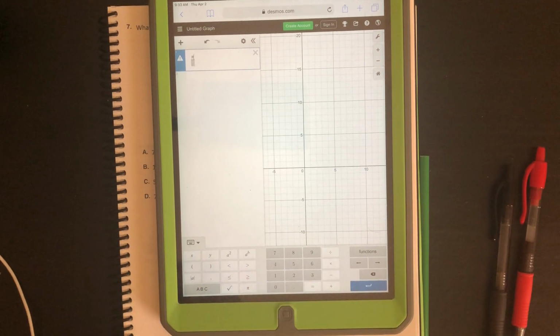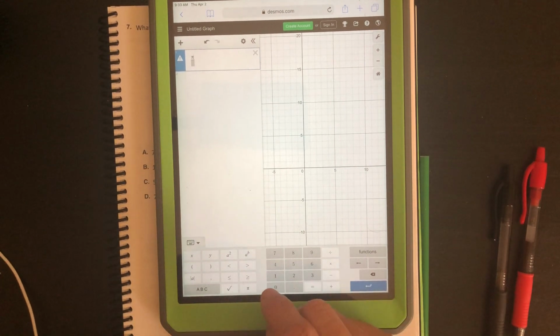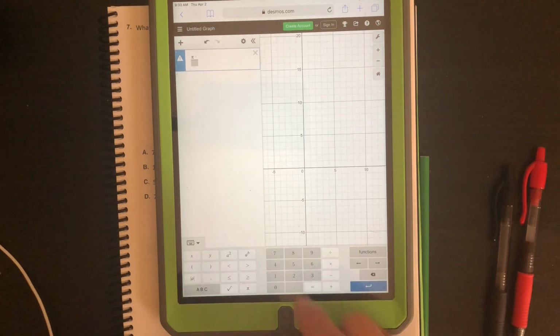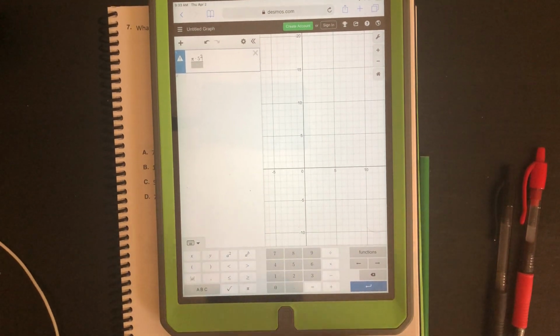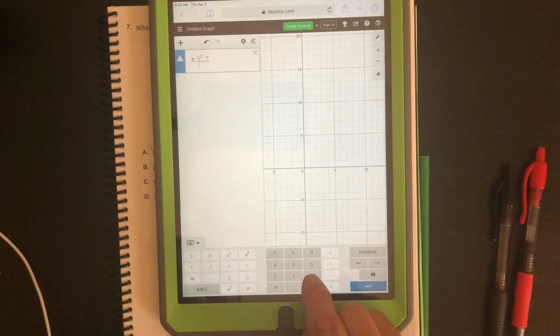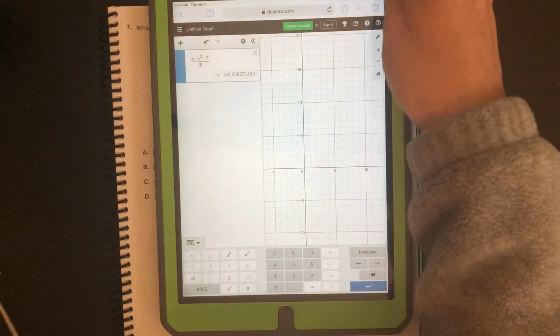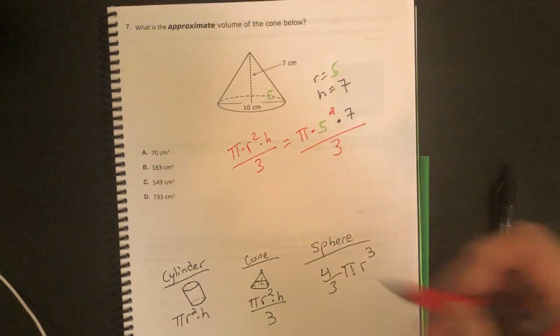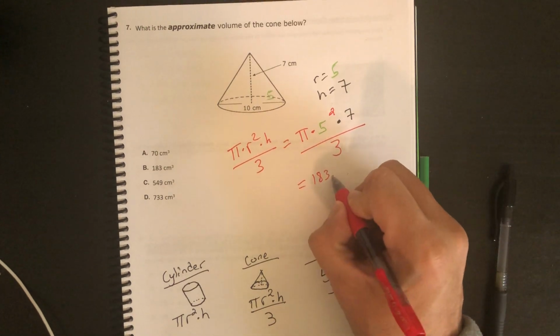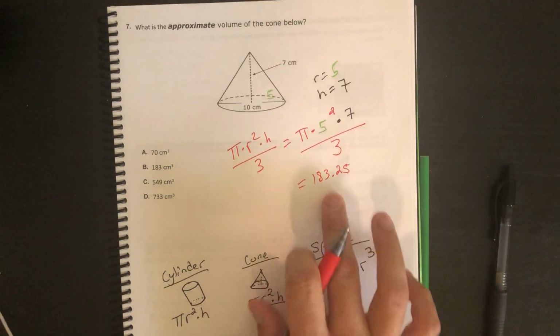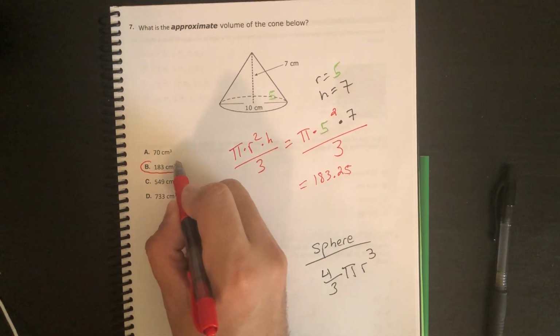Okay, so now let's take care of the top. Pi times 5 squared times 7, and then just click to the next line, divided by 3. And you do not have to click division again, okay? It's automatically there. Okay, so clearly the volume of this cone is 183.25. And that clearly rounds to answer choice B.